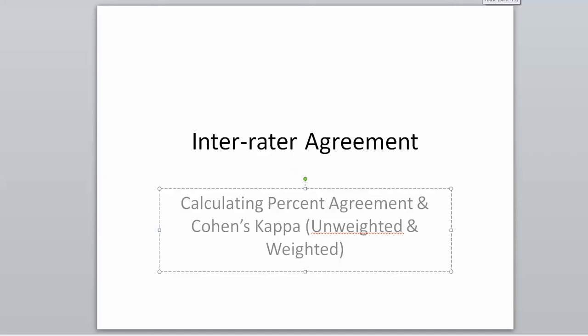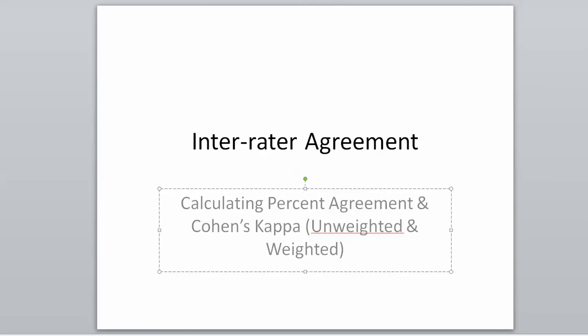Hello again. In this session, I'm going to take you through how to calculate inter-rater agreement. And this pertains directly to your assignment, and the example I'll use is directly related to your assignment as well. So in your assignment, using the rubrics to evaluate the departmental assessment reports, you and a partner are going to calculate your inter-rater agreement.